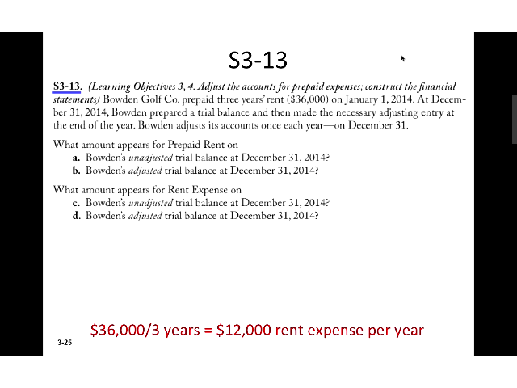That's just a computation I'm doing so that I have it off to the side as I'm answering these questions. The first question says, at December 31st, 2014, a year has gone by. Bowdoin prepared a trial balance and then made the necessary adjusting entry at the end of the year. They adjust their accounts just once a year at December 31st. The first requirement is what amount appears for prepaid rent on their unadjusted trial balance, before they do any adjusting entry at all.